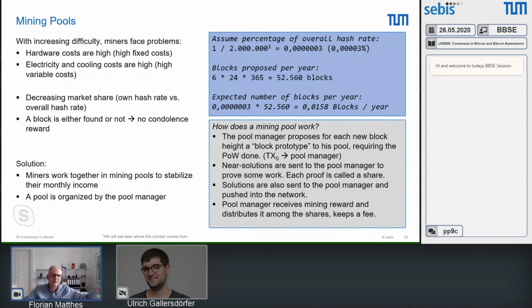So being a member of a pool has the benefit that somebody runs the pool for you, and that in the pool, you have a more stable income. That's more or less the main reason why we now have a lot of mining pools.